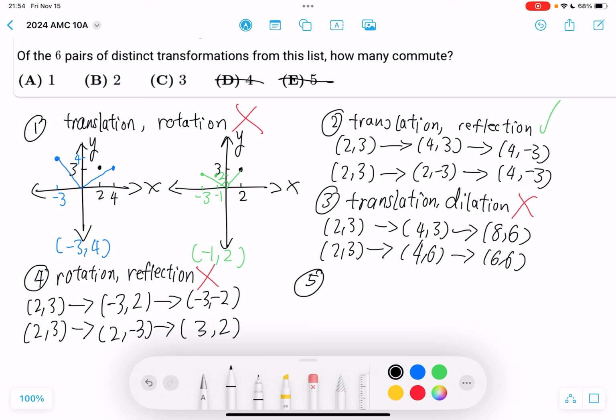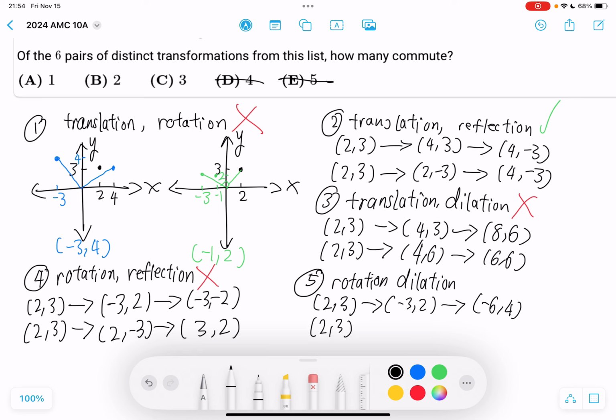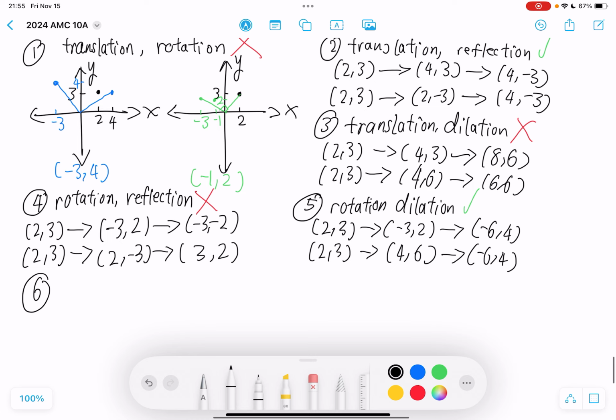For the 5th pair, we have rotation and then dilation. So if you use 2, 3, after rotation it's at negative 3, 2. After dilation it's at negative 6, 4. And if you dilate first, though, you have 4, 6, and then you rotate, you have negative 6, 4. So this actually works. So the answer isn't 1, because at least 2 pairs of transformations work. So whether it's B or C, it all comes down to the last pair of distinct transformations.